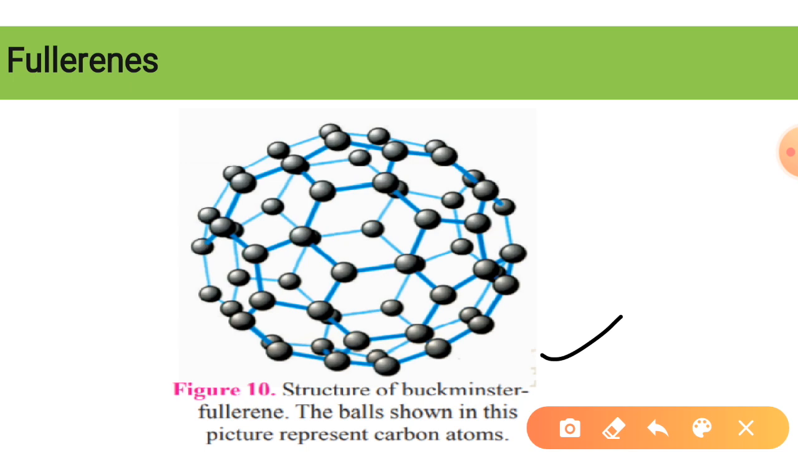Here you can see two types of rings are available. Firstly, you can see a hexagonal ring and a pentagonal ring. In this manner, the hexagonal ring and pentagonal ring have a repetitive structure, a repeating unit, and just because of it this fullerene has been made.